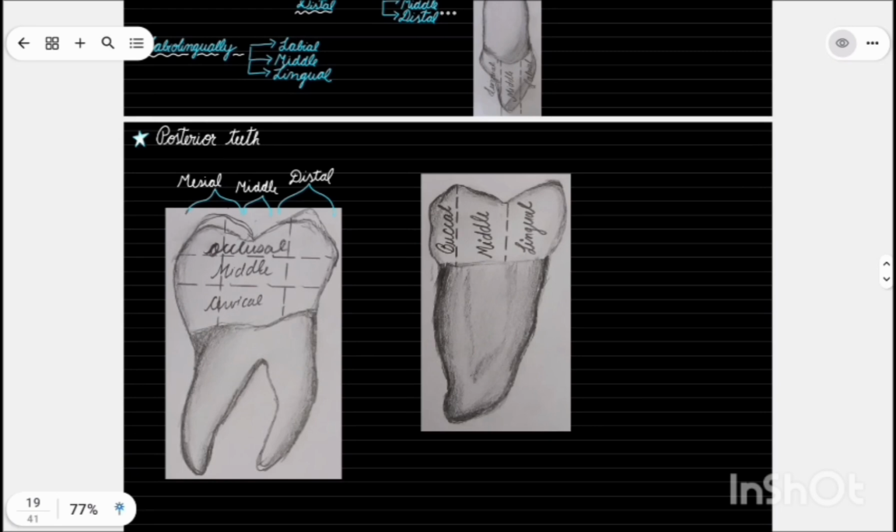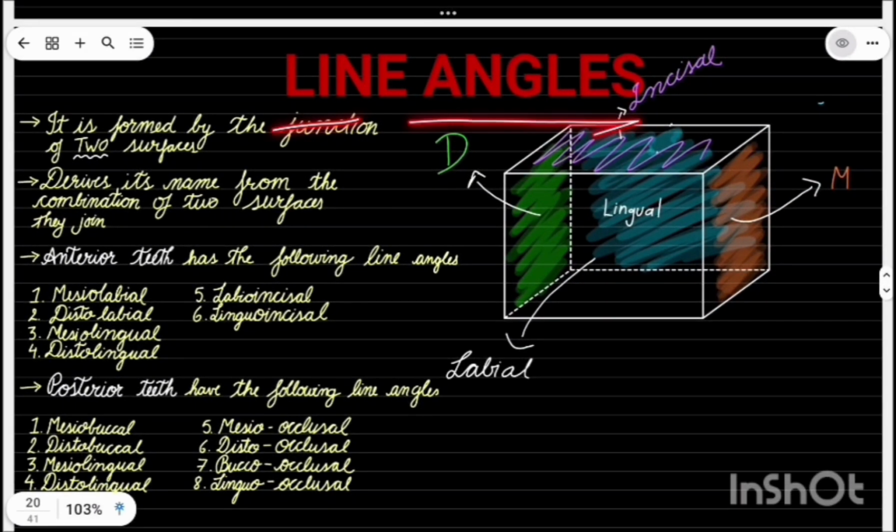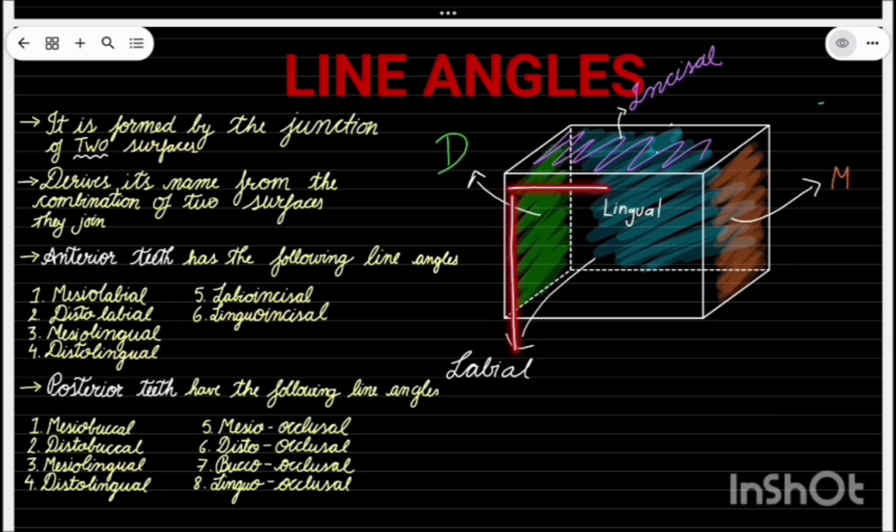Now the next topic is line angles. To understand this topic, first of all you will have to imagine the crown as a 3-dimensional cube in your mind. So this is the 3-dimensional cube. Imagine that the tooth is a 3-dimensional cube. Now this will have a total of 6 surfaces.